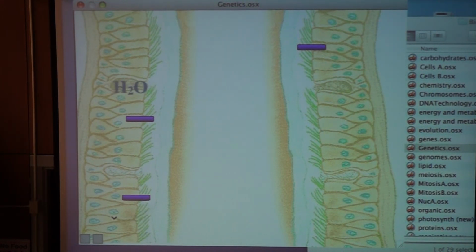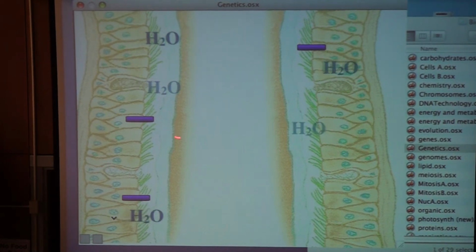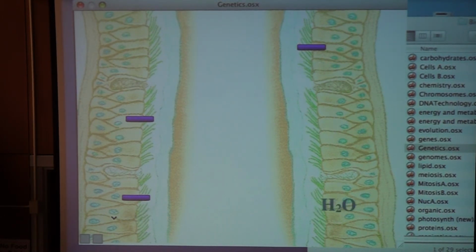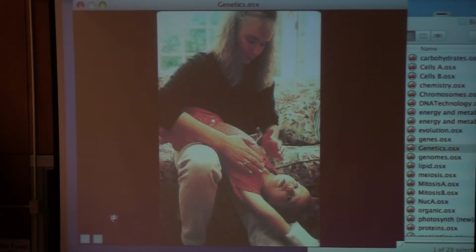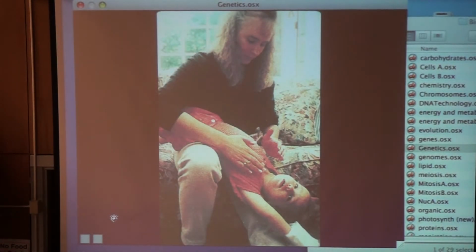But if a baby's born without a functional copy of this chloride ion pump, then no chloride ions are going to be pumped into the mucus, so no water is going to enter the mucus by osmosis, and so the mucus gets super thick, and eventually, like I said, it clogs up the airways and the digestive tract. What this woman is doing is turning the kid upside down and thumping them on the chest, and that dislodges the mucus, but it doesn't cure the disease, and as I said, it turns out to be a fatal disease eventually.